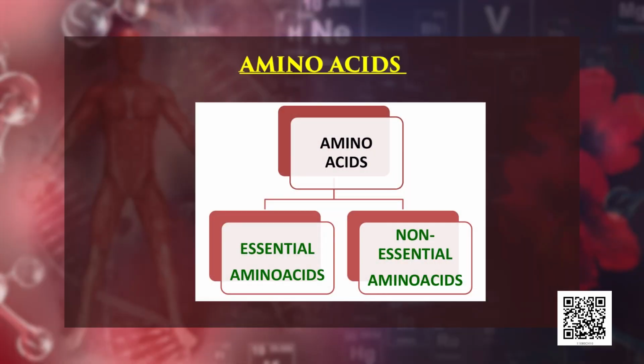They are 9 in number and include histidine, isoleucine, leucine, lysine, methionine, phenylalanine, threonine, tryptophan and valine. The remaining 11 amino acids can be synthesized by human body. They are called non-essential amino acids. Now let's discuss some of the important functions performed by proteins.